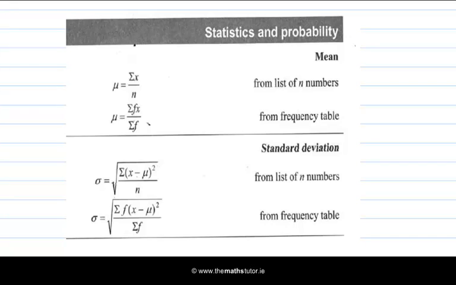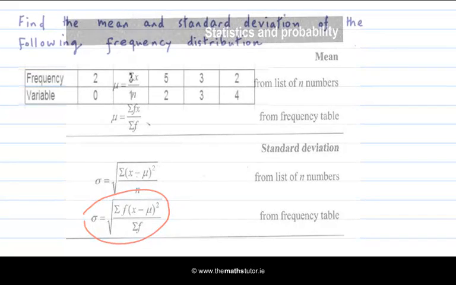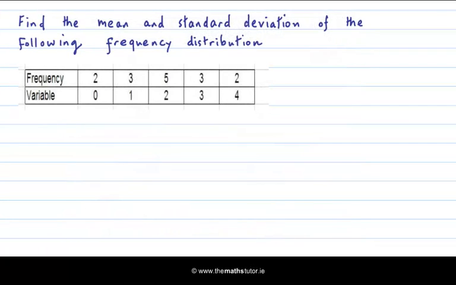Here we have the formula from page 33. This formula for the standard deviation from a frequency table is really quite simple when you break it down. Let's write it out again with our question. We saw earlier that the standard deviation was the root mean square deviation. Well, this formula is the exact same.